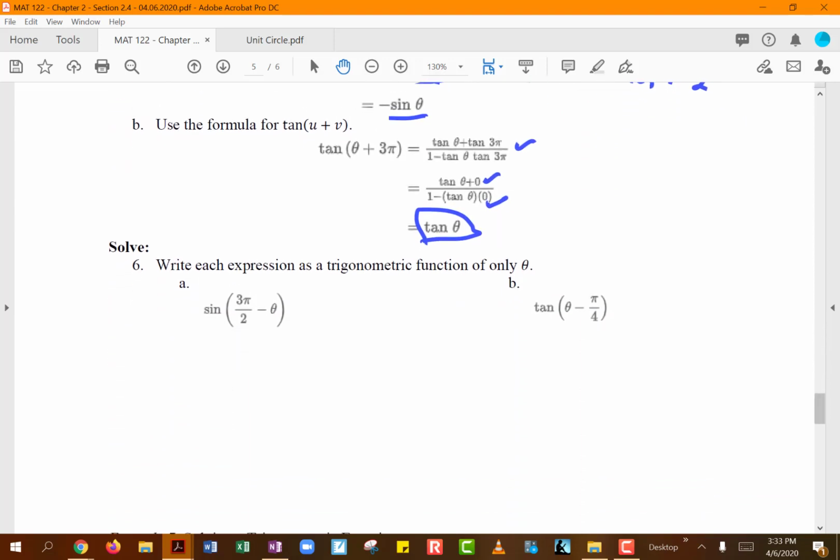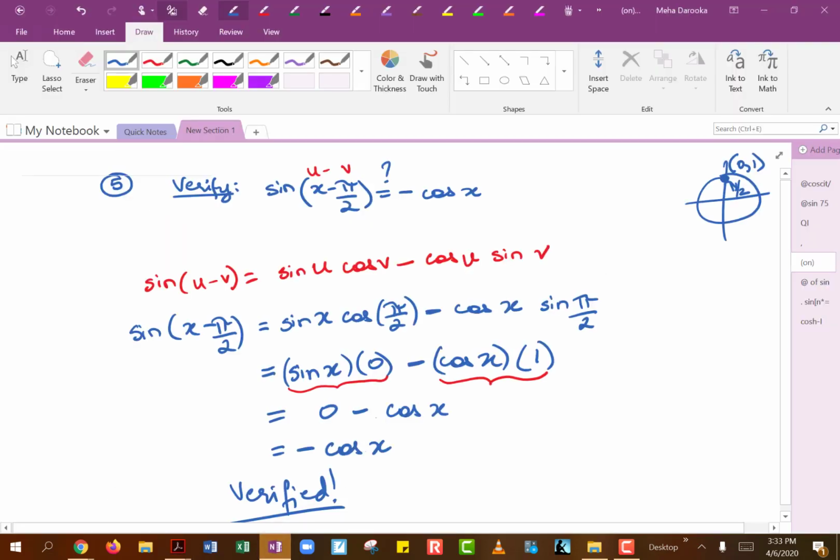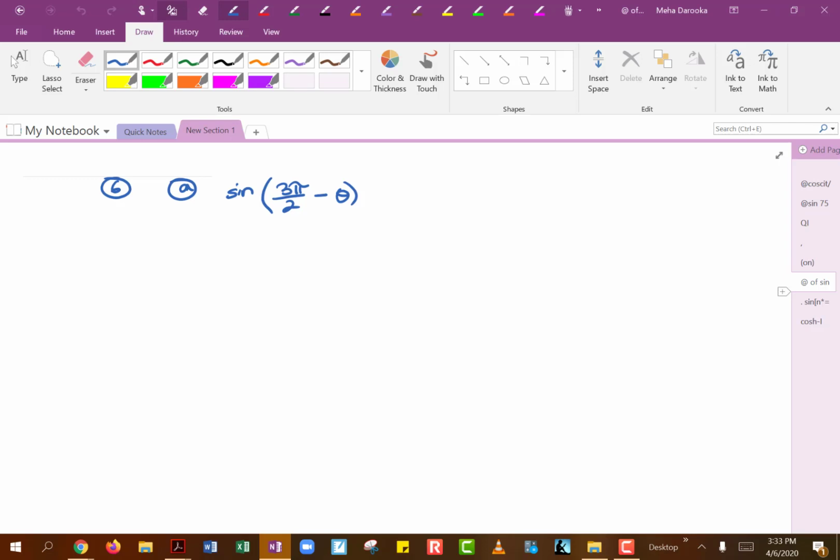So you can use these sum and difference formulas to condense or reduce your expression here. So let's take a look at our examples. Same thing, we write the expressions only as trig functions in theta. So for part A, we are given sine of 3 pi halves minus theta. So let's take a look at this guy. So this was 6a.